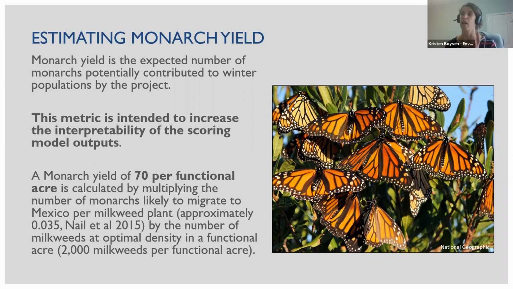But we often say there's a monarch yield of 70 butterflies per functional acre when you're talking about Missouri or Texas or Iowa. That helps folks understand what they're doing when they're improving their functionality on their land. If you can improve to get one more functional acre, you're going to produce 70 more migrating butterflies. So it's just a communication technique that we should figure out how to check in California.